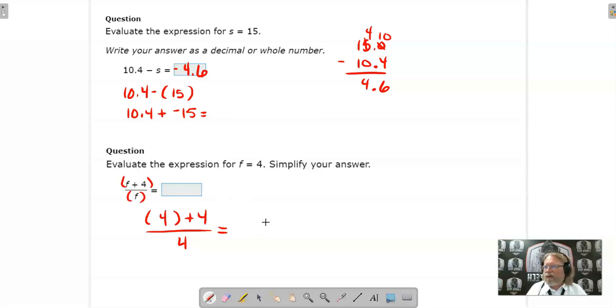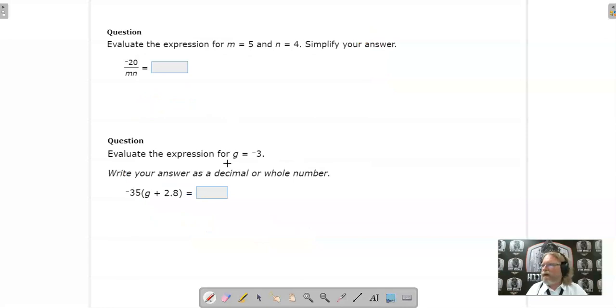So this is 4 plus 4, and I get 8. And let's bring that 4 over. Now every fraction is a division problem. So 8 divided by 4 is 2, and they're both positive, so the answer is positive. So my answer is positive 2. On we go to the next one.